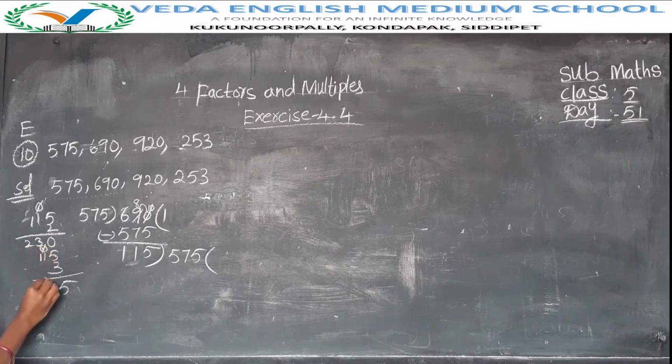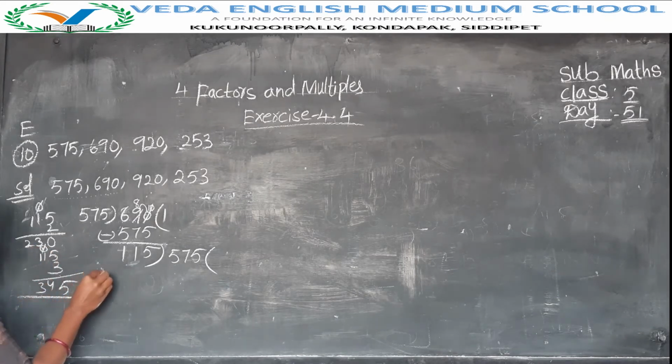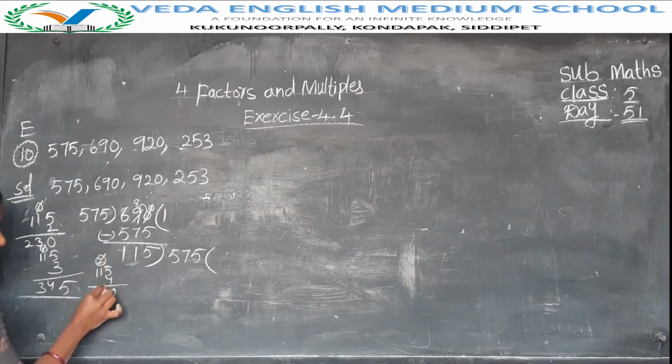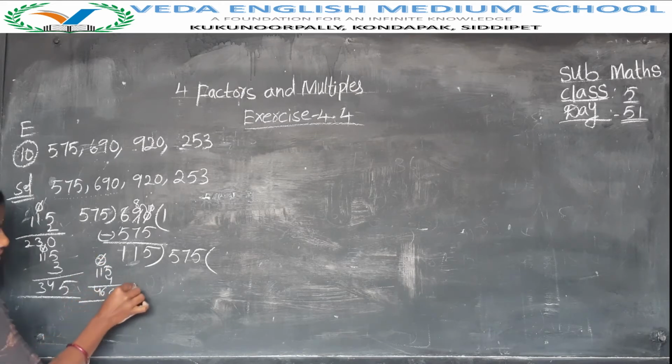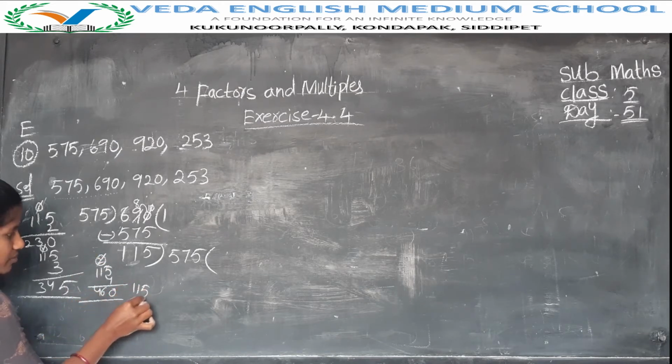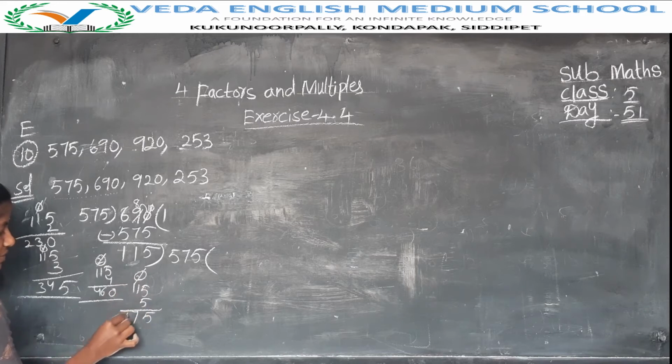3 1s are 3, 3 plus 1 is 4, 3 1s are 3, 345, not possible. 115 4s: 4 5s are 20, 0 here, 2 will become carry. 4 1s are 4, 4 plus 2 is 6, 4 1s are 4. Next, 115 5s: 5 5s are 25, 5 here, 2 will become carry. 5 1s are 5, 5 plus 2 is 7, 5 1s are 5.